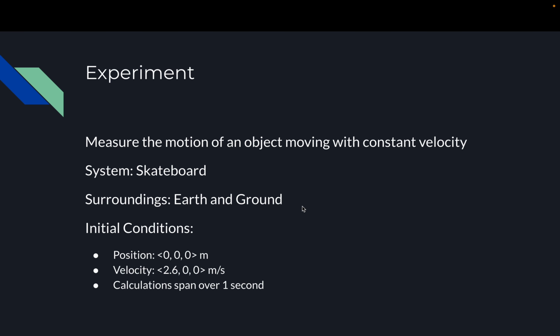And the experiment is going to measure the motion of an object, in this case my skateboard, moving with constant velocity. The system is the skateboard, the surroundings are the earth and the ground, and my initial conditions: the position is going to start at 0. The velocity, which I calculated to be 2.6 meters per second, and it spans over 1 second.